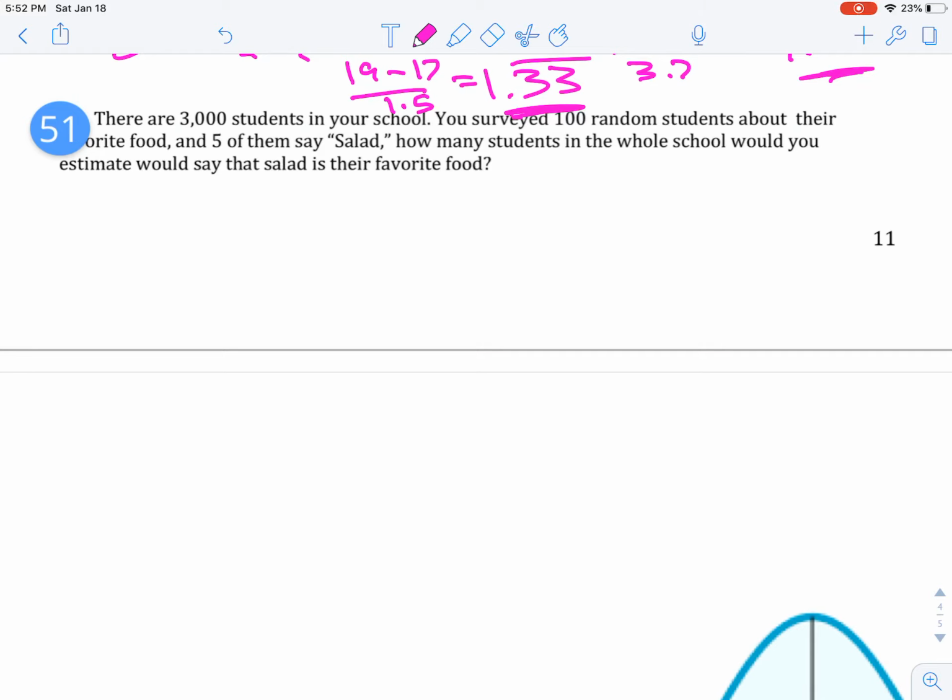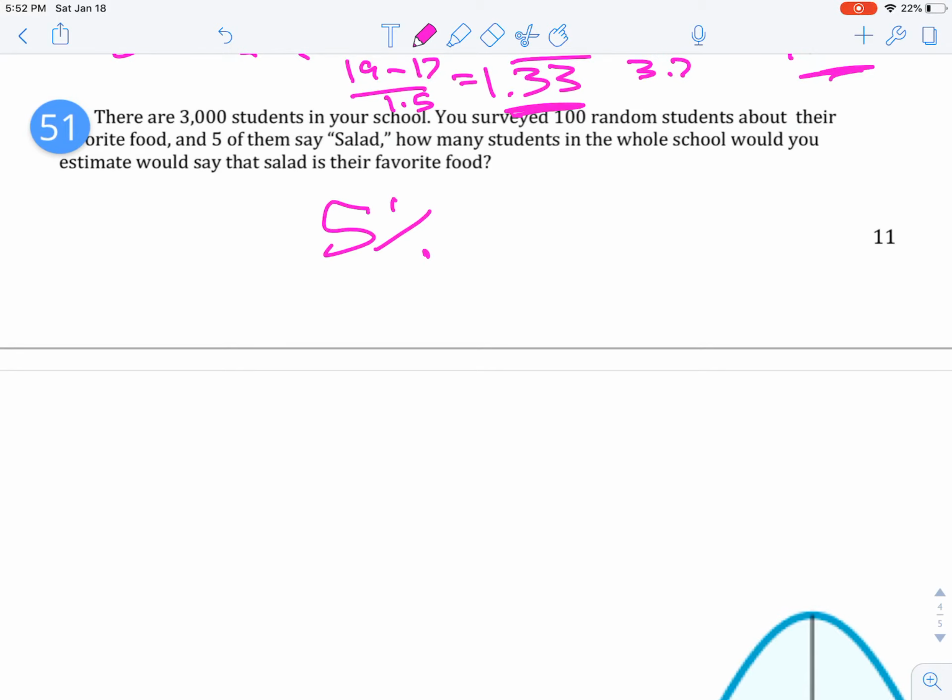There are 3,000 students in your school. You surveyed 100 random students about their favorite food. 5 of them said salad. How many students in the whole school would you estimate would say that salad is their favorite food? Okay, so we've got 3,000 students in the school. We surveyed 100 of them. 5 say salad, so 5% of the kids like salad.